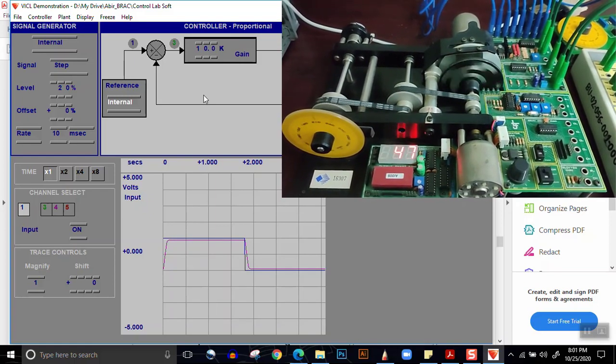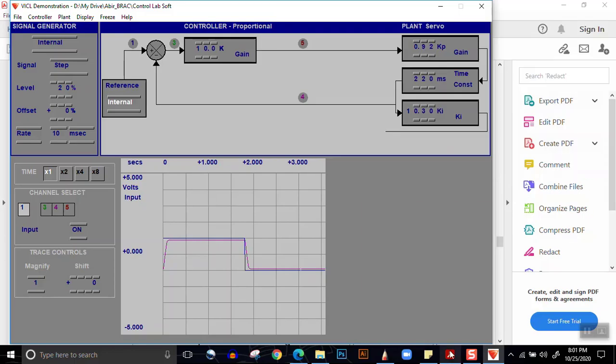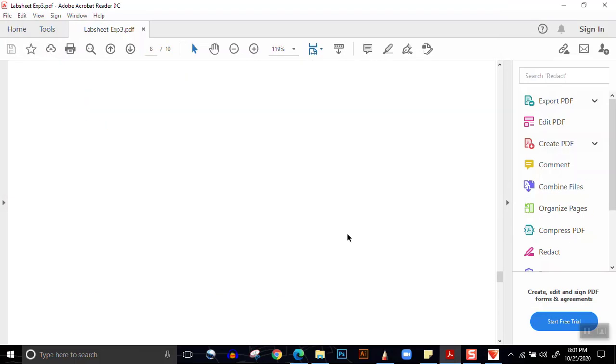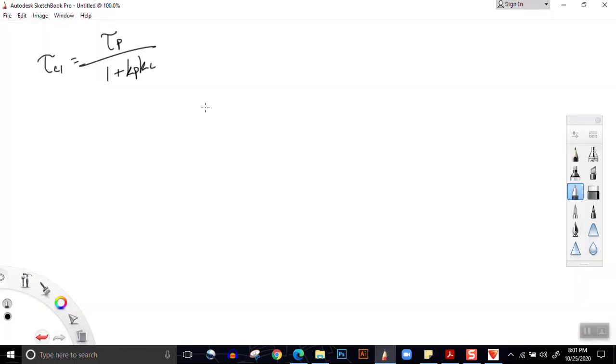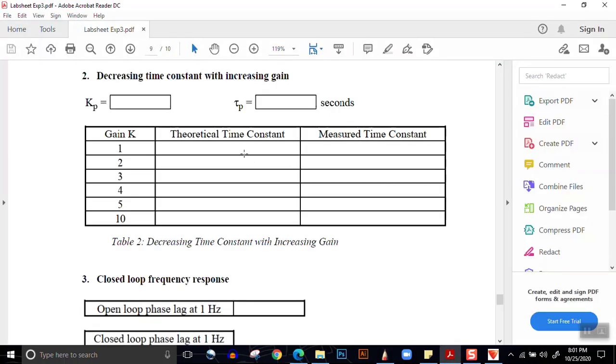Now, what do we do in this experiment? We go to the data sheet. So we take gain equal to 1, 2, 3, 4, 5, and 10. For these 6 gains, we measure the theoretical time constant. What's the theoretical time constant? We know tau p, we know Kp and Kc. Kc's value will change from 1, 2, 3, 4, 5, 10. So from that, we'll get 6 values of tau CL. These are theoretical time constants.